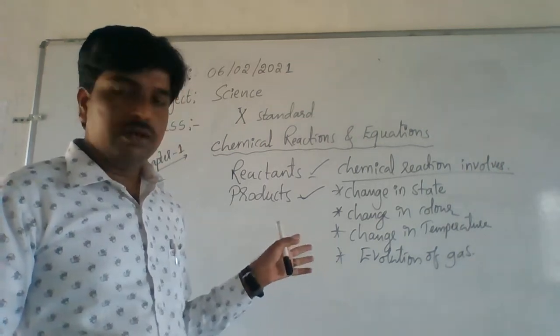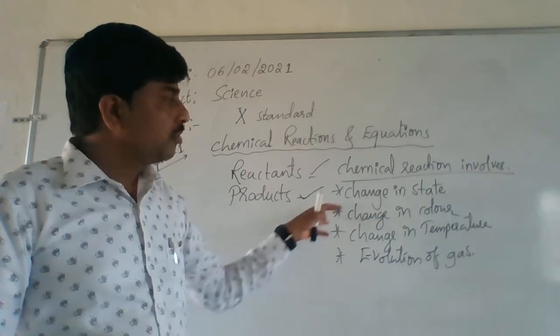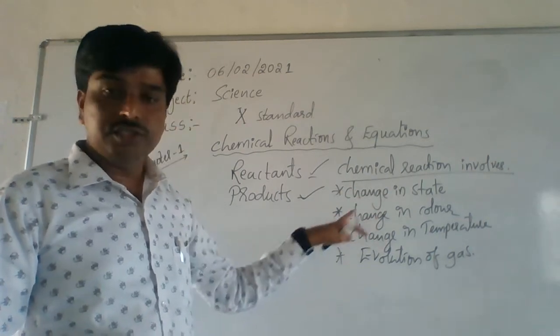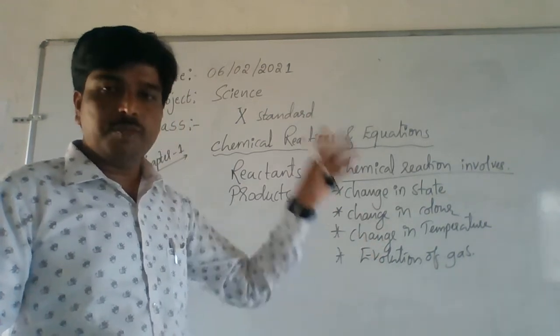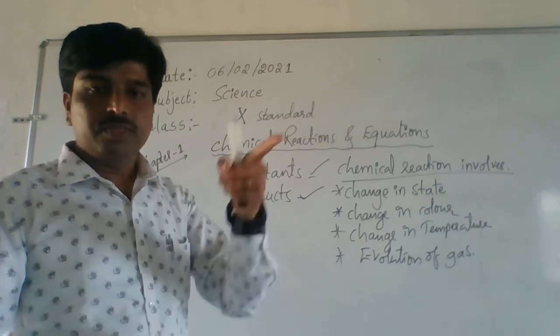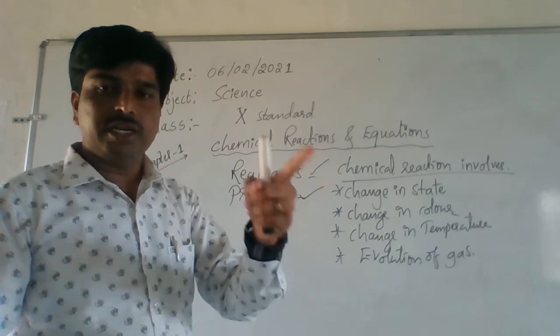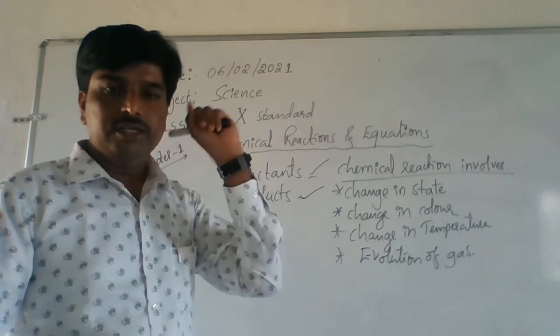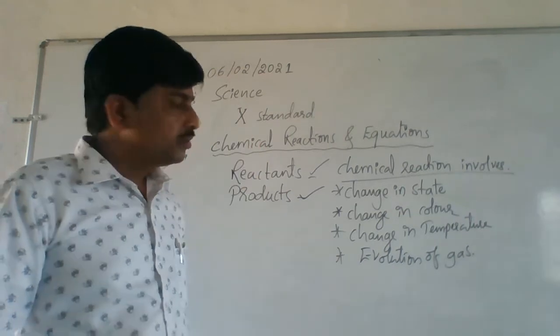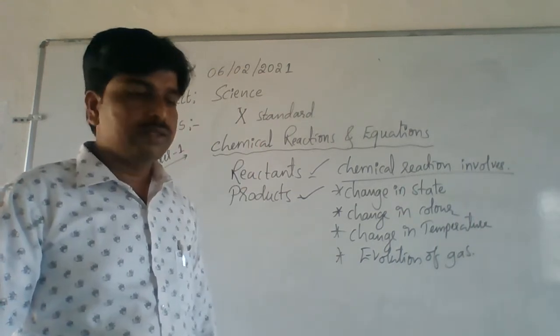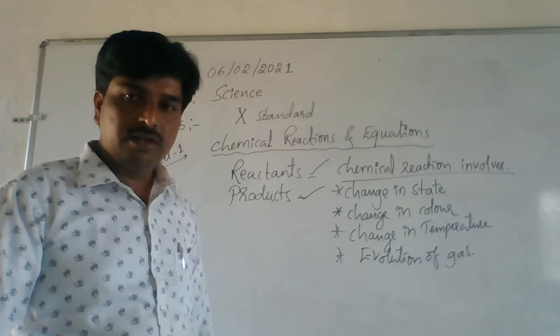Once again, try to remember these points. A chemical reaction involves change in state, change in color, change in temperature, evolution of gas. If all these changes happen in a substance, just say a chemical reaction has taken place and it is a chemical change. Okay, that's it. Don't worry, we will discuss the next concept, chemical equations, in the next class.